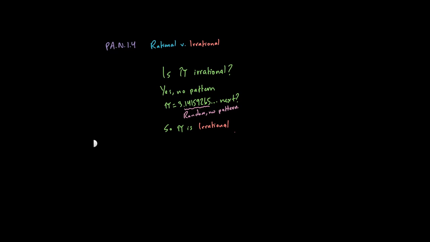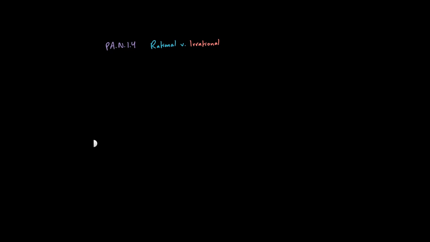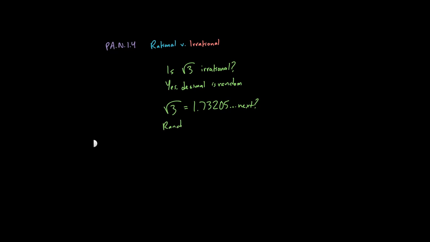Okay, so it's easy to tell. You just got to check a couple of things and you'll know if it's irrational or not. So let's see, is square root of 3 irrational? You type it into the calculator and the decimal is pretty random looking. Square root of 3 is 1.73205, and it keeps going. What number would come next? I don't know. Since it's random, it is irrational.